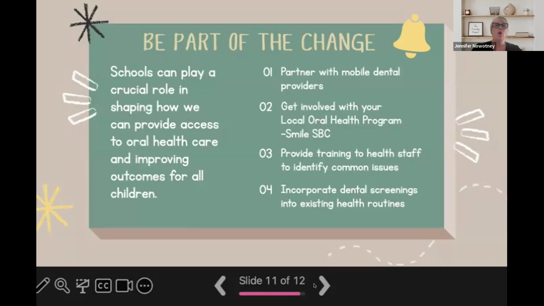And partnering with whoever your dental provider may be or Smile SBC, and offer trainings to your health staff. A lot of times, even though the medical field knows all that medical stuff, they're scared of the mouth. They don't know anything about it. So don't be afraid to ask either your provider or the Smile SBC for help in getting information on training your staff.